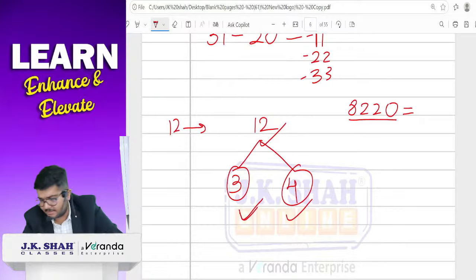What is the divisibility rule of 3? You have to simply add all the digits, right? 8 plus 2 plus 2 is 12. Sir, 12 is divisible by 3, so this is divisible by 3.